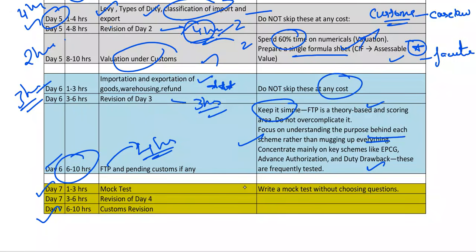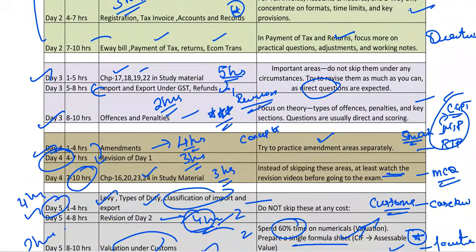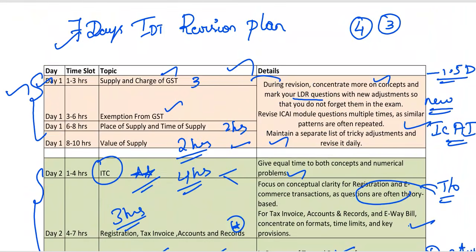And on day 7, concentrate more on mock tests. Write at least one mock test and revise day 4. Whatever you have completed in day 4, try to revise it. And finally, you can take some time for customs revision. So that is how I have planned day 7. It includes a mock test, day 4 revision of your GST, and some 3 hours for revising your customs. So this is how I have planned your IDT 7 days revision.